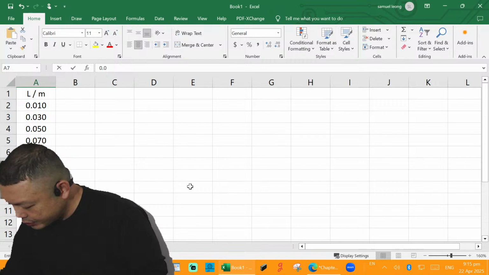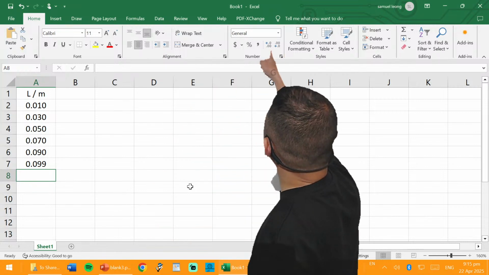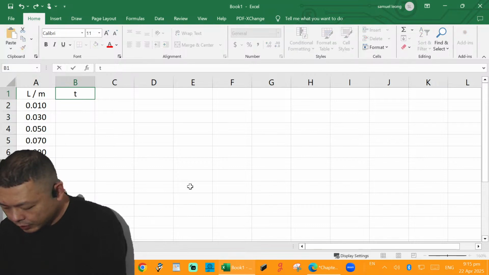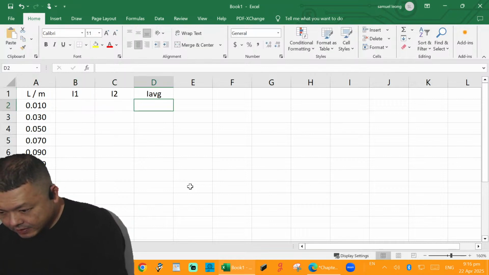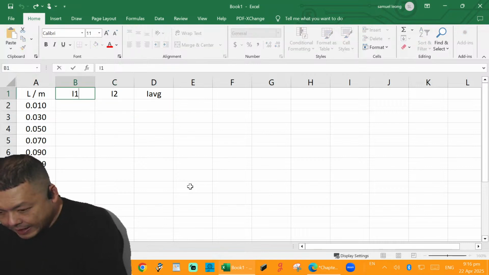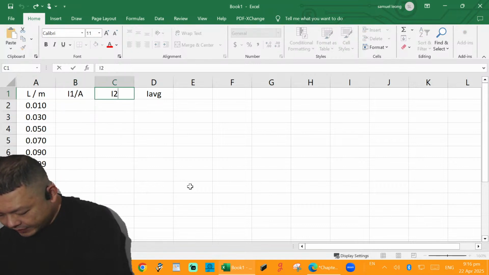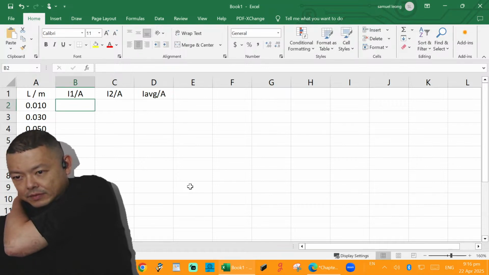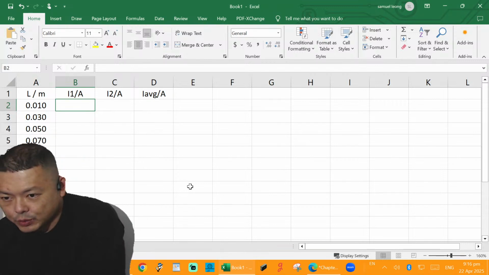Anyway, you say 0.099, right? So that's your first row of data. You've got to learn how to play with the decimal places. What's the next one? I1, then I2, then I average, and all of them are in amperes. So I press F2, I slash A, go to the next cell, press F2, slash A, and so on. This is when you want to quick edit. These are a few of the shortcuts. Now you have to do the arduous task of reading to me all the currents.